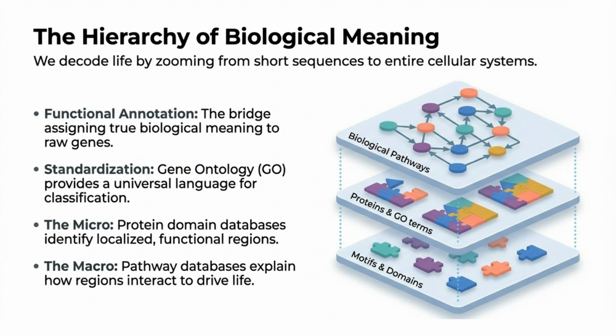So functional annotation is not just about naming genes. It is about transforming raw sequence data into an interpretable map of life. If you look at the final slide, the hierarchy moves from small features to full biological systems. That is the real power of functional annotation.